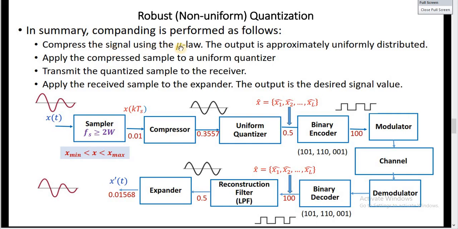Compress the signal using the mu law. The output is approximately uniformly distributed. Apply the compressed sample to the uniform quantizer. Transmit the quantized sample to the receiver. This is the compressed signal. It undergoes many operations. Apply the received sample to the expander. This is the expander. The output is the desired signal value.